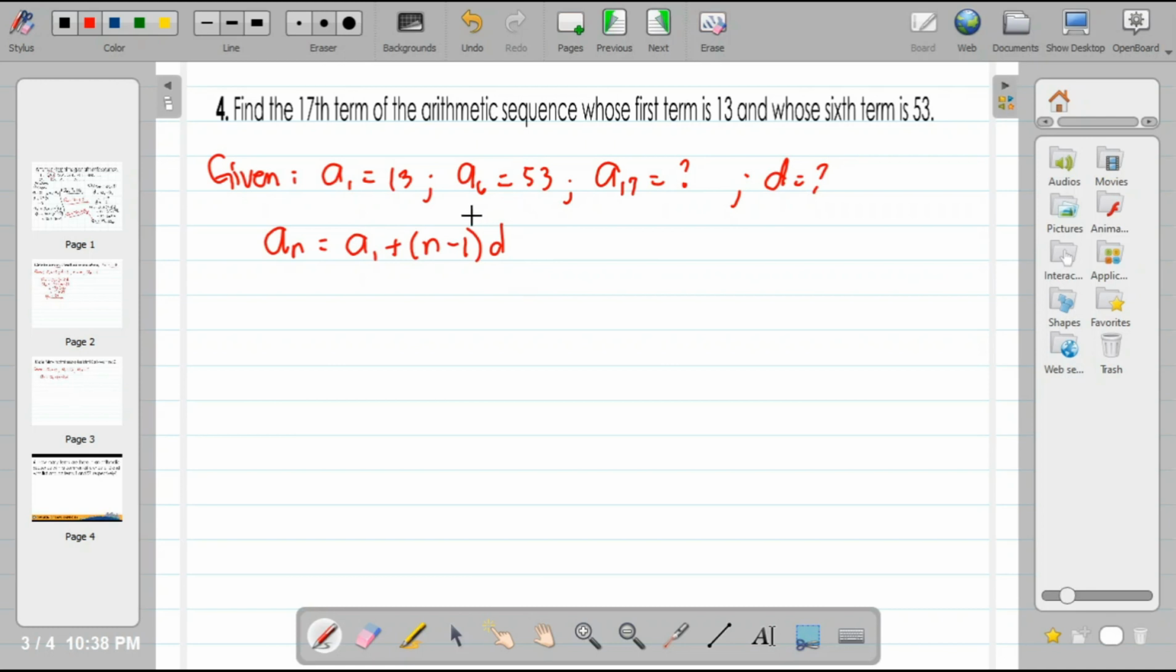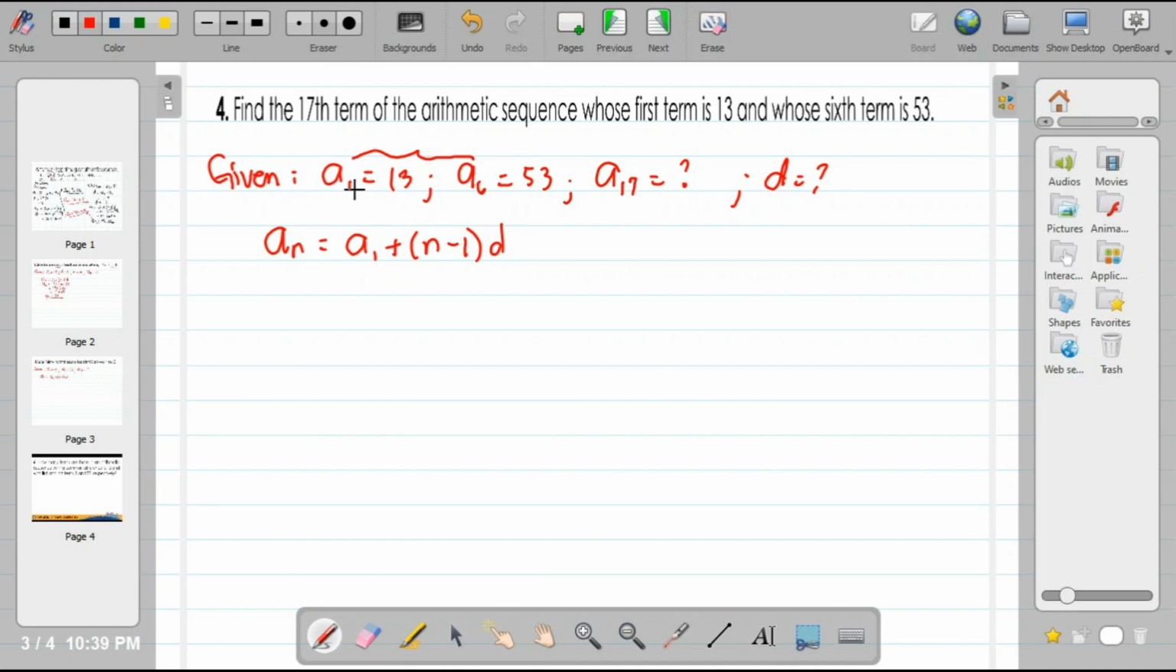Okay. The first thing that we have to do is to find the common difference, and we are going to use the information a sub 1 equals 13 and a sub 6 is equal to 53. Kung pangitaon si D, wala man sad si N. Ayaw sa paghuna-huna ni a sub 17. Ang atong huna-hunaon karon is pangitaon nato si D. Therefore, we're gonna use these two. Atong gamiton silang duha nga information, a sub 1 and a sub 6.